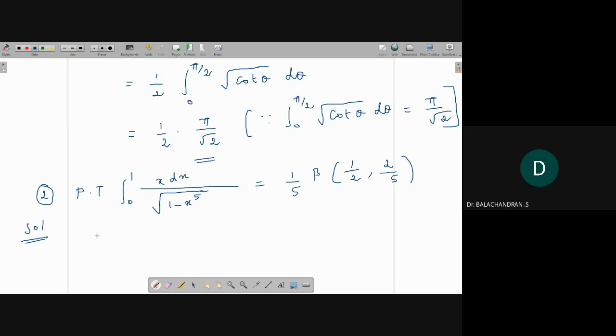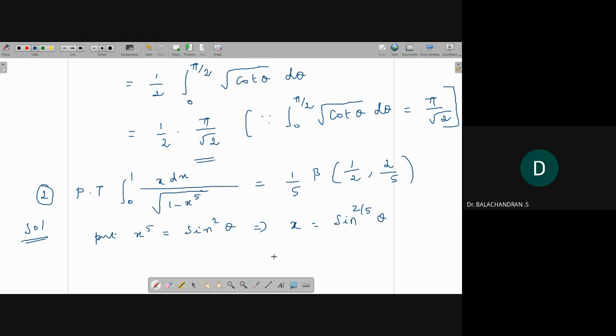Now, substitution x power 5 equal to sine square theta. So this implies x is equal to sine power 2 by 5 theta. Sir, we can write x power 5 is equal to cos square theta also, no, sir? Yes, you can take cos square theta also, Purnachandra. Your final answer is the same. You'll get the same answer. That you can try later.